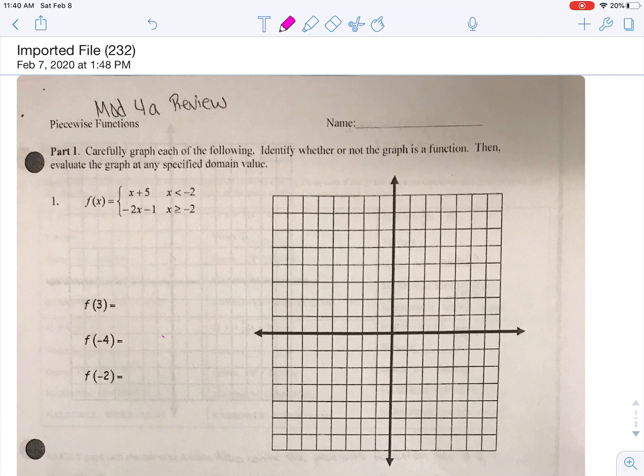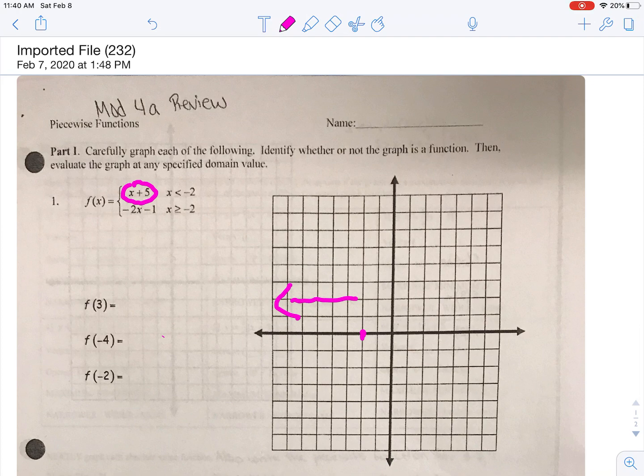Okay. Part 1: graph each of the following, identify whether or not it's a function, then evaluate the graph at any specified domain value. The first thing I do is look here, and it tells me what's happening where. I can tell on this graph there's a breaking point at -2, and everything to this side of -2, or less than -2, is going to be doing this. So let's worry about that first.